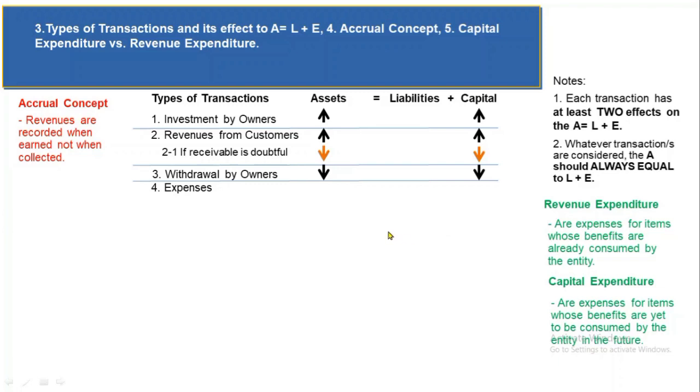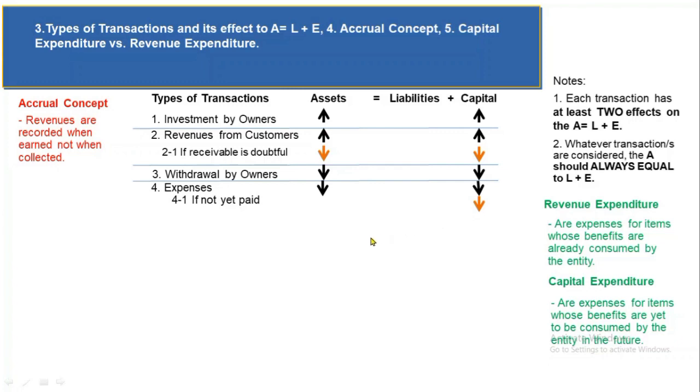So let's go back to expenses. When we have expenses, our equity or capital account will decrease, and also is our assets. That is, if we paid for it in cash immediately. But remember this, even if we haven't paid yet for the services or the benefits of the items we already consumed, expenses will still be recognized. That's why the capital will be decreased.